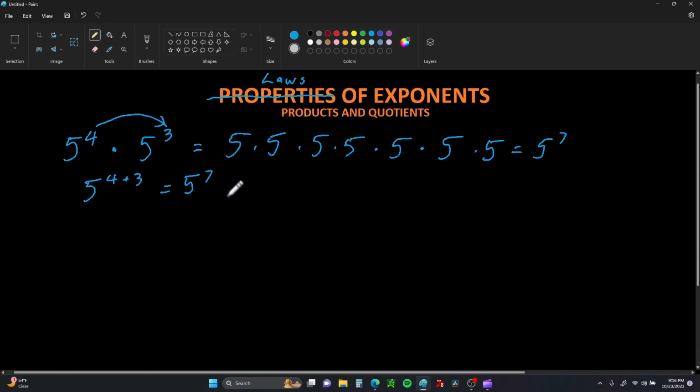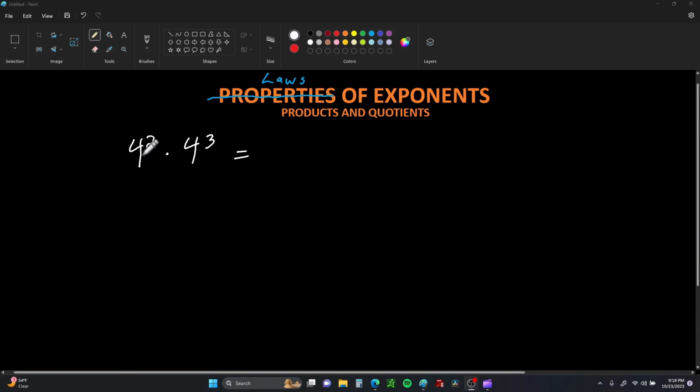Let's try a couple other problems here. So if I have 3 to the third power times 3 to the eighth power, I think you can figure it out already that I'm just going to simply add the exponents. I'm going to write it like this. And the answer is 3 to the 11th power. And if I wrote this out in expanded form, I would have the base 3 written 11 times.